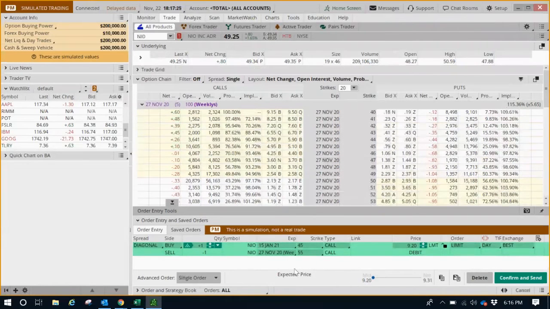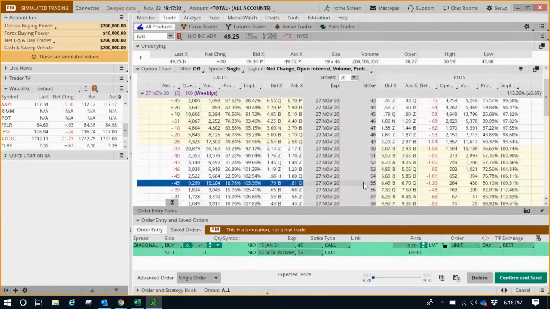But if you play naked, like buying that one, it's very unlikely you'll make money. The probability is showing you that for the 55 call, your chance is about 18%. Now, I'm not saying that next week it couldn't be 60 and you make a lot of money, but it looks highly unlikely to me.